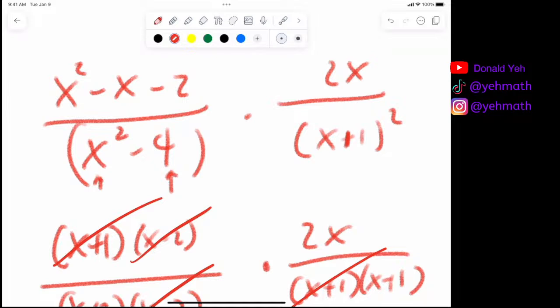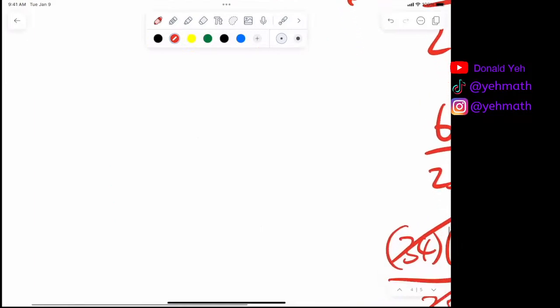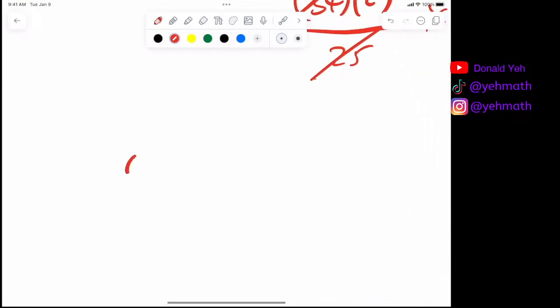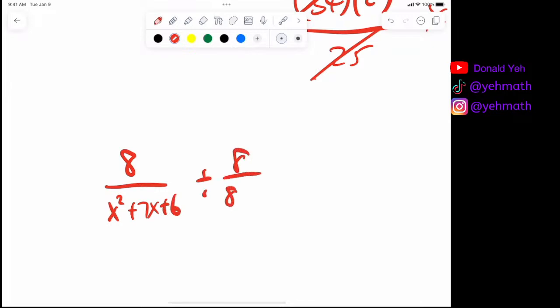I just use x. R is weird. 8 over x squared plus 7x plus 6 divided by 8 over 8x plus 8. Number 6. I'll try to write it here too. So let me see if I can write out the question. 8 over x squared plus 7x plus 6 divided by 8 over 8x plus 8.